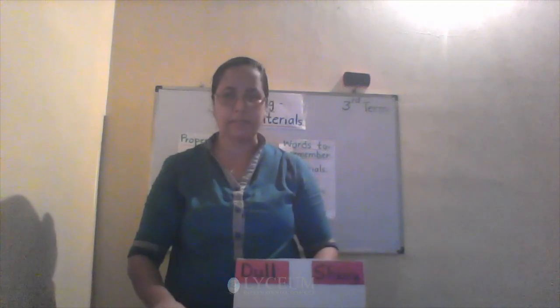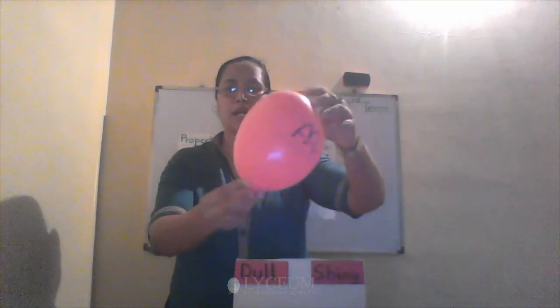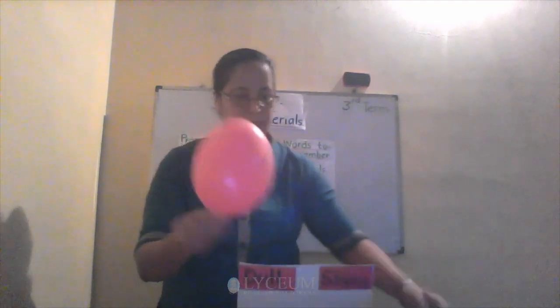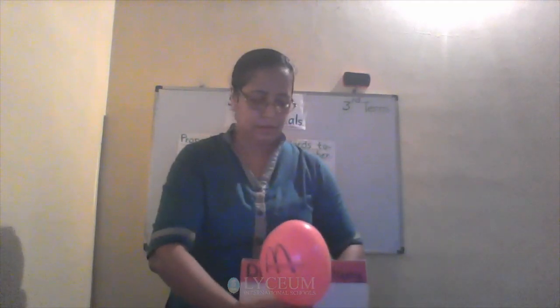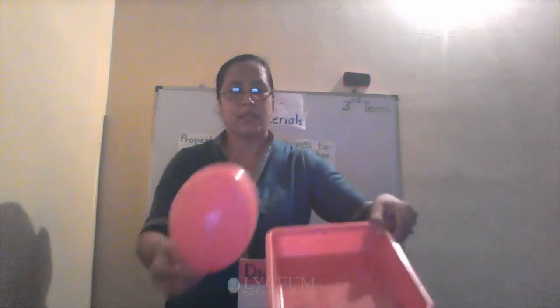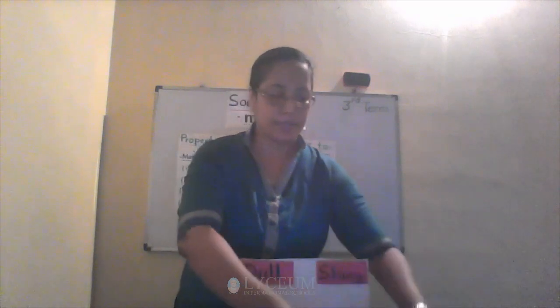Now when I take a balloon like this, it shines. Now we use them for parties, right? So it shines. Now I'm going to place it under this board. So I can use this red tray to place all the red shiny objects. I will place it here.